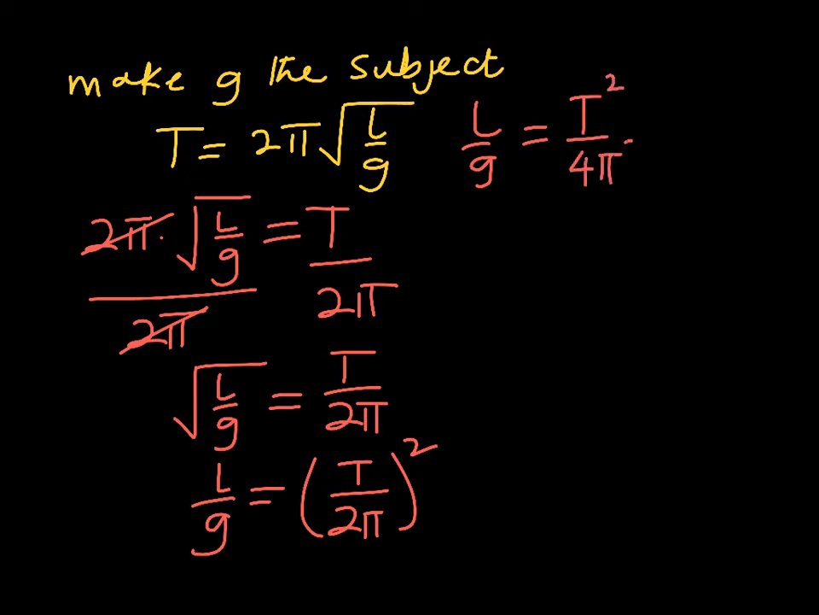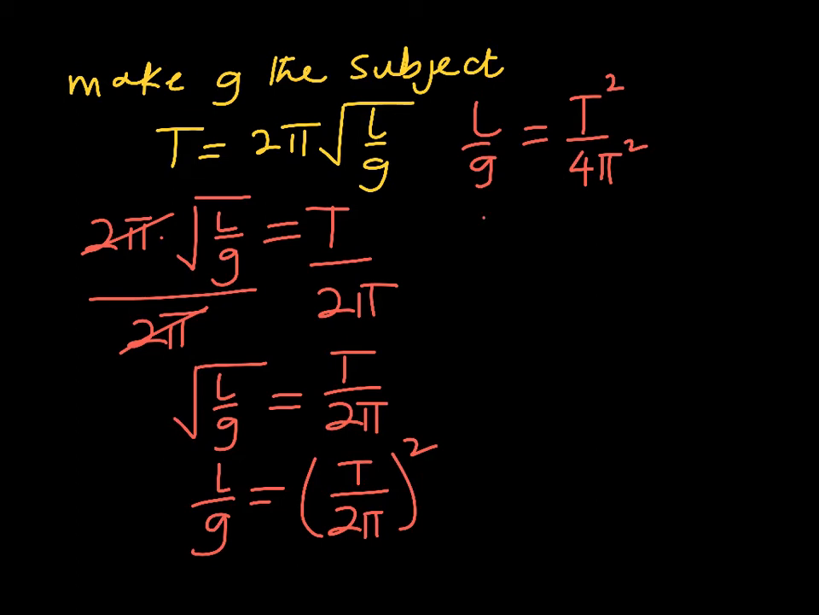So what can we do to L over G to make G become the numerator? Remember it's a reverse process, so we want to make G the numerator. So what do we do? We take a reciprocal. So we take a reciprocal of both sides.